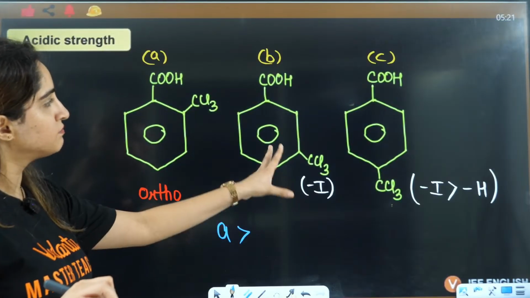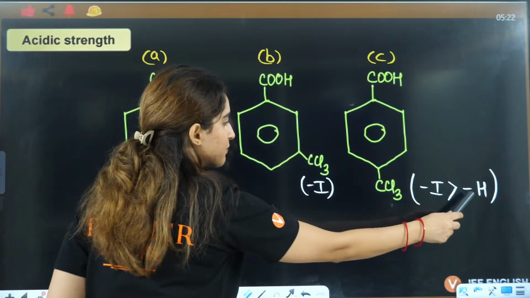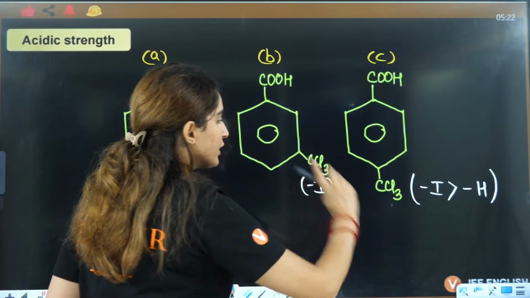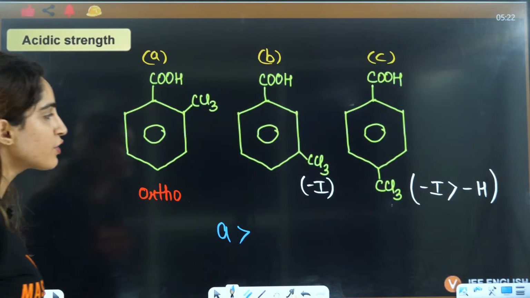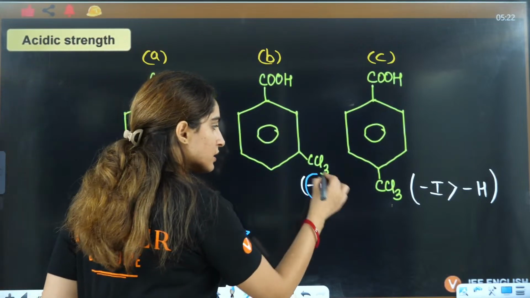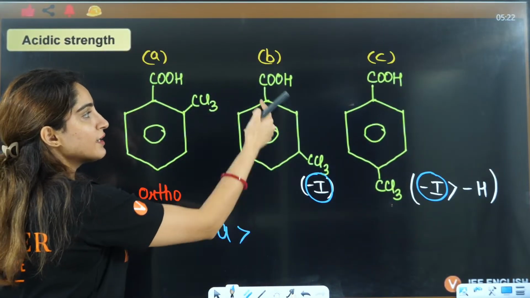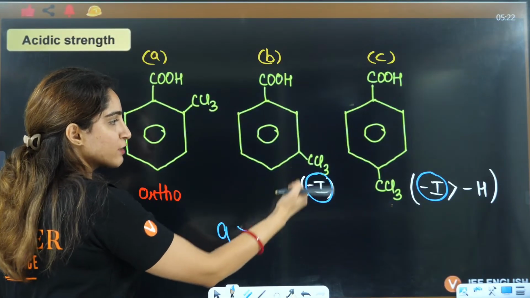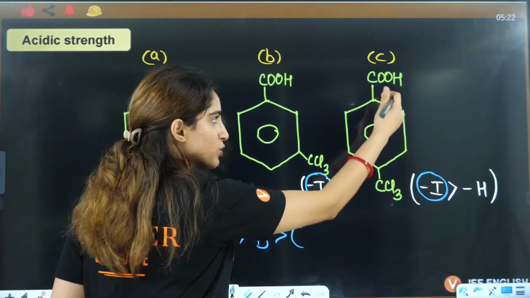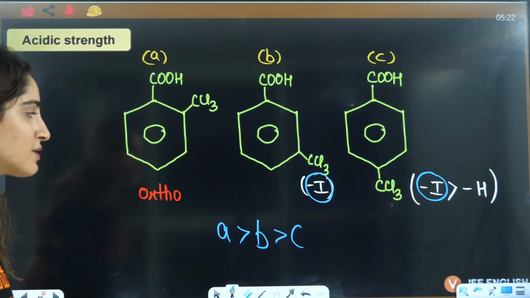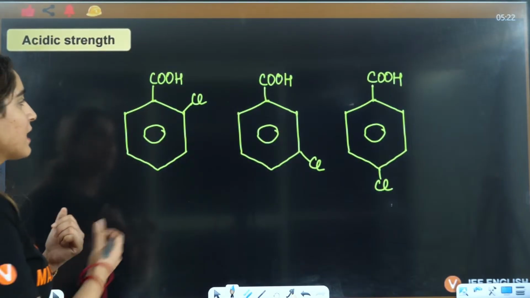Now what about B and C? Here you have inductive effect and hyperconjugation, that is minus H. Both are valid. Here only minus I is valid. Which will be more here? If you see, inductive effect is the dominating one, and the dominating effect is near here. That means you will withdraw the electrons with more efficiency. So here you will have B, and this is far away, so it will be C. So ABC is the correct answer here. Okay? Yes.